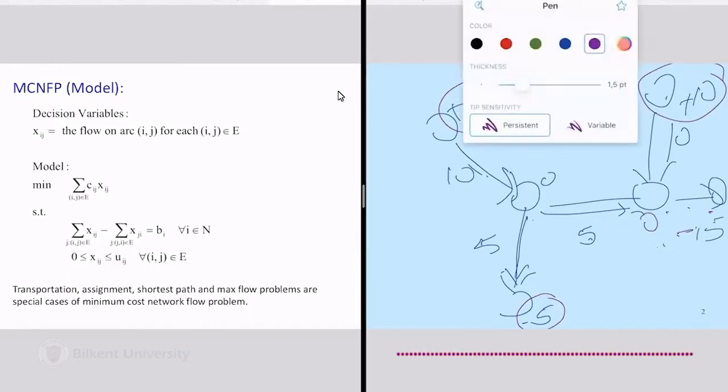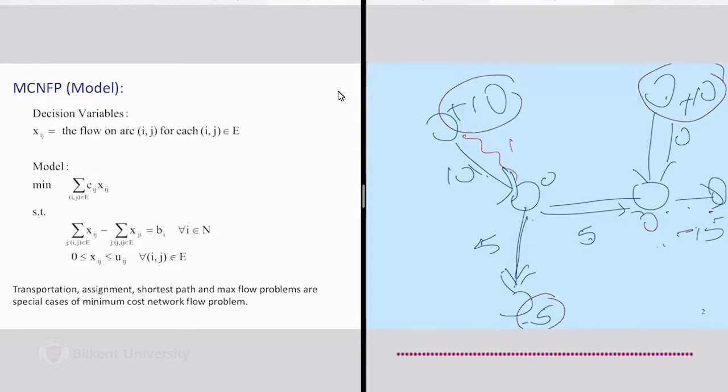sending 10 units from here. I didn't draw the original network, by the way. I'm just sending, let's say there's supposed to be a network underneath this. I didn't draw that. I'm just drawing you the positive arcs, the solution vector, a feasible solution vector. So this guy sends, this is a +10. So out minus in has to be equal to +10 for this. So there is no in, out equals 10.